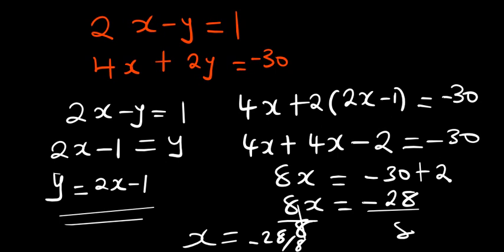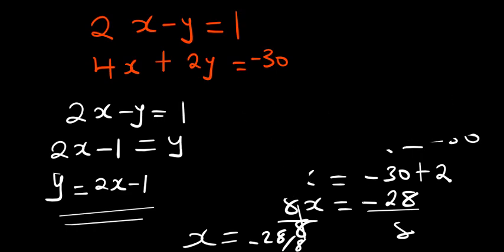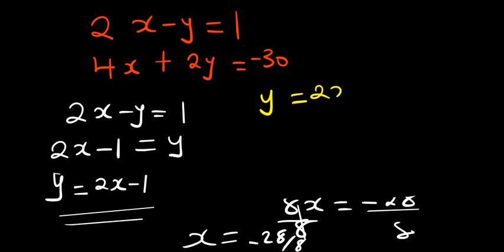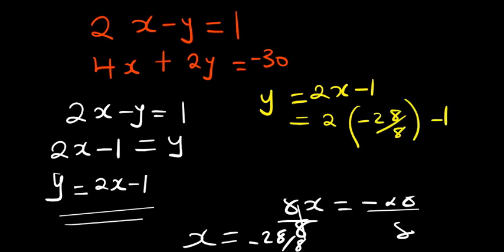Okay, allow me to rub this same part. We are just from solving. Okay, I found my x. Now I can replace to find y. In that expression, y is equal to 2x minus 1. So y is equal to 2 times, we found x is negative 28 over 8, minus 1.